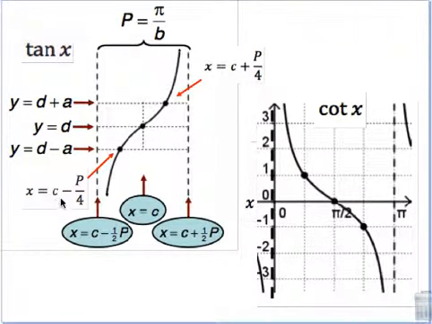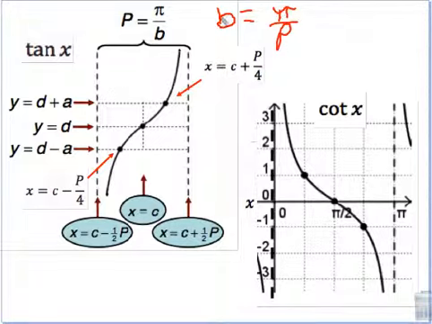Make sure you have all these extra formulas written down for your x values. You need to know how to find the x value for your left anchor and your right anchor. These are the formulas. And you need to know how to find your b value. So if your period is equal to pi over b, then if you know your period and you want to find your b value, then it would just be pi divided by your period.